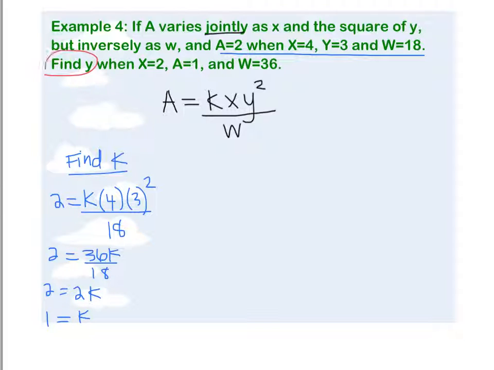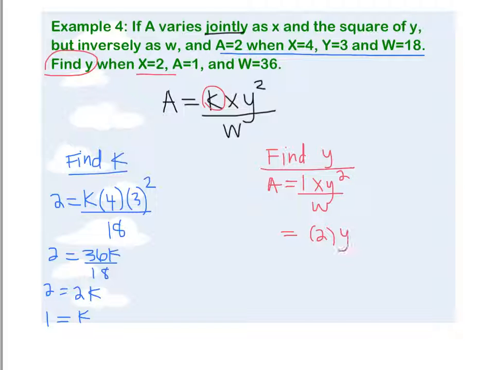Now the last step, we find what we're asking for here. So this is asking us to find y. So we have A equals, now that we solved, k is just 1, so 1xy squared over w. And now we'll plug in all this new information. So x is 2, we're solving for y, A is 1, and w is 36. So this time we have a little bit of rearranging to solve for our y, but that's no problem.